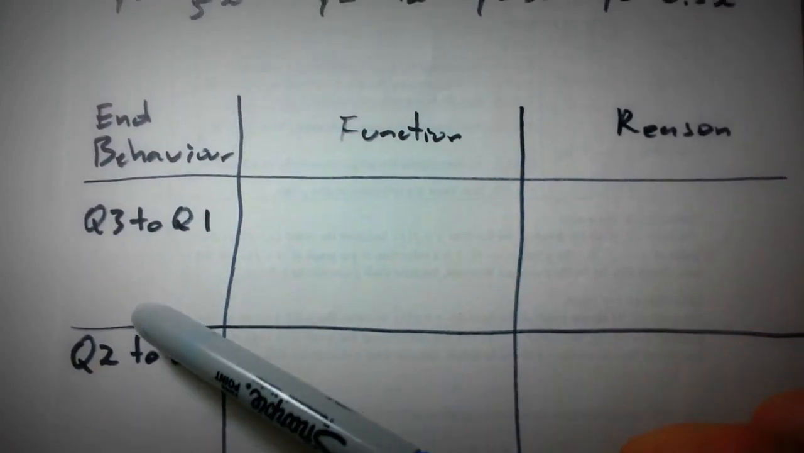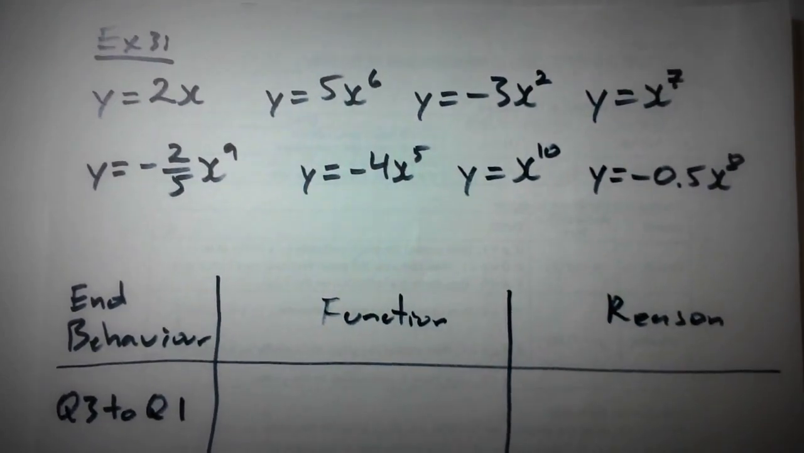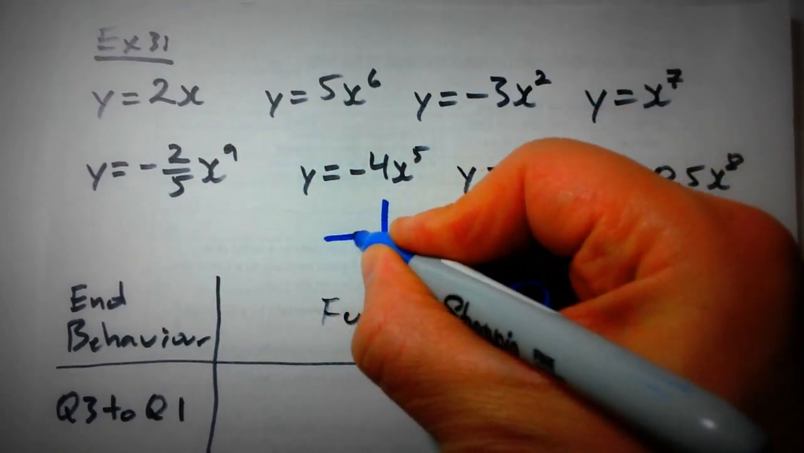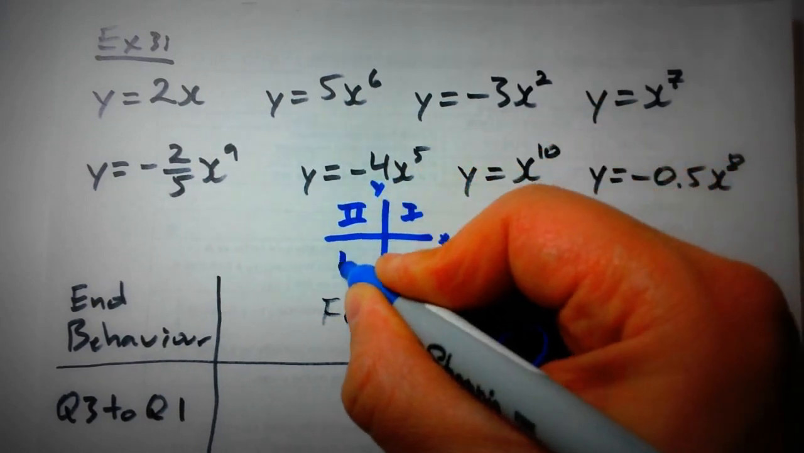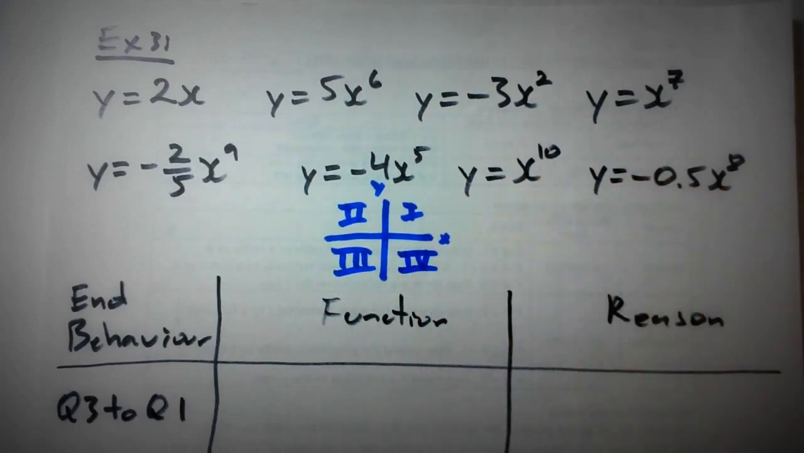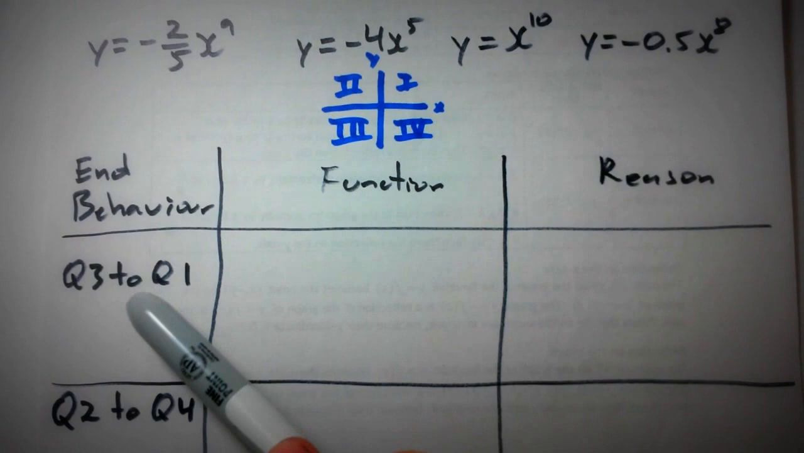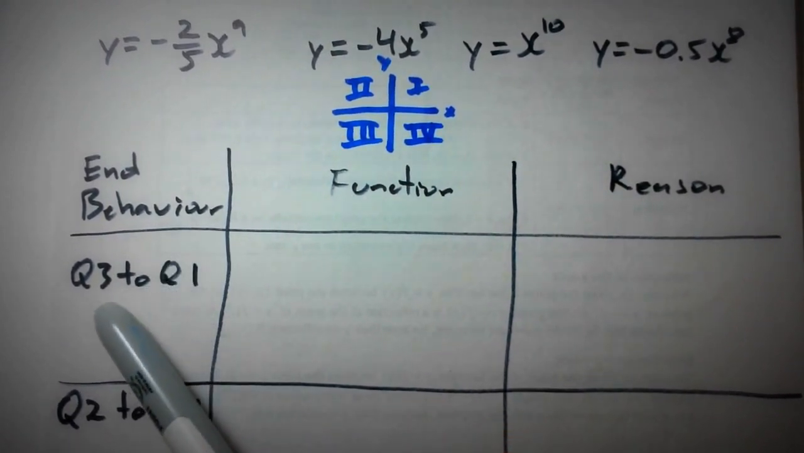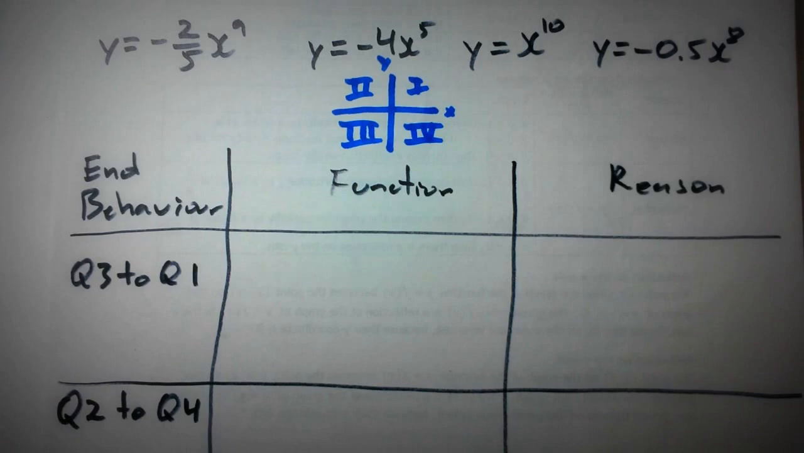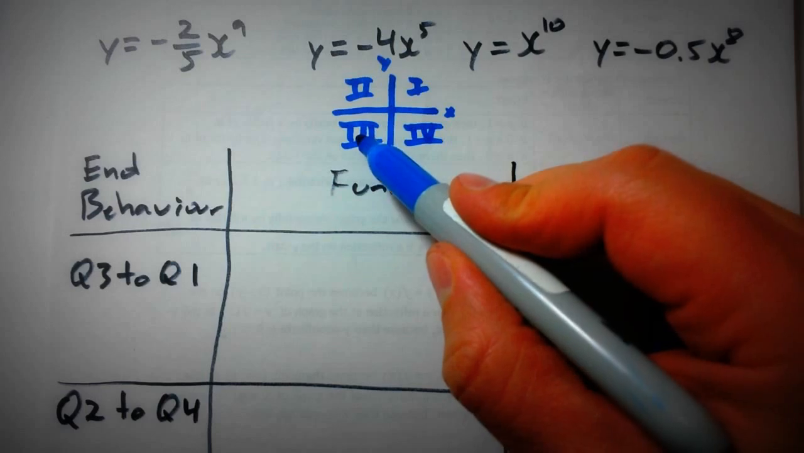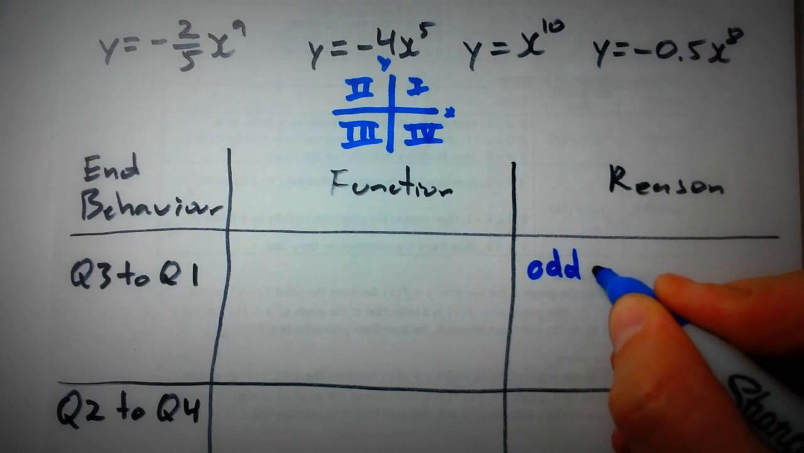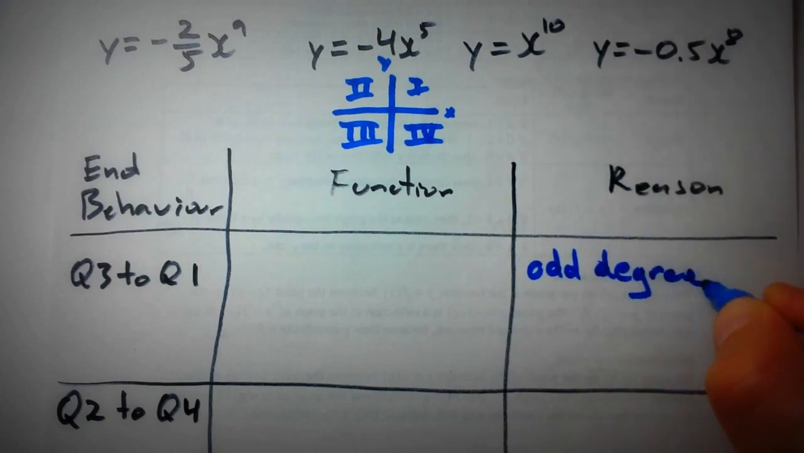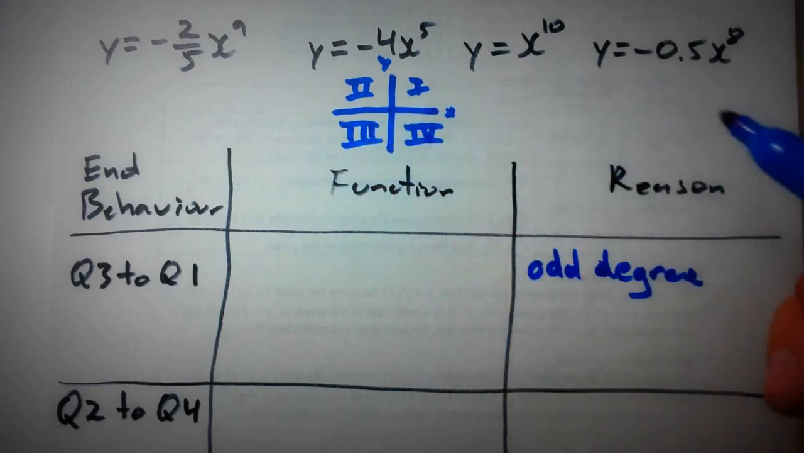Quadrants. So as a point of reference, right here I'm going to make a small sketch of the quadrants, and let's label them quadrants 1, 2, 3 and 4. If they tell us that the end behavior of the function is moving from quadrant 3 to quadrant 1, then we know that this is an odd degree function. It's moving from quadrant 3 to quadrant 1, and we also know that the coefficient is positive because it's moving from 3 to 1.